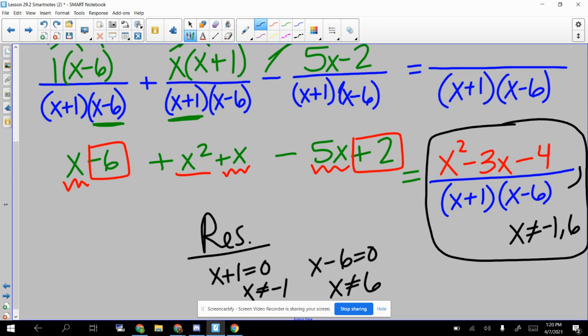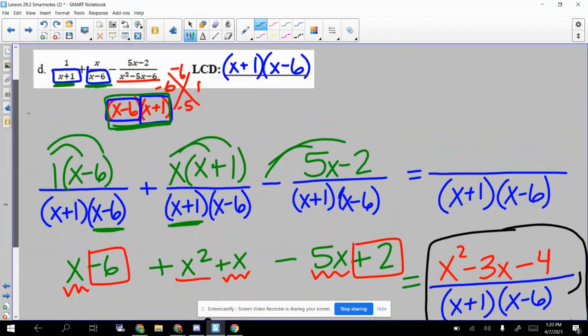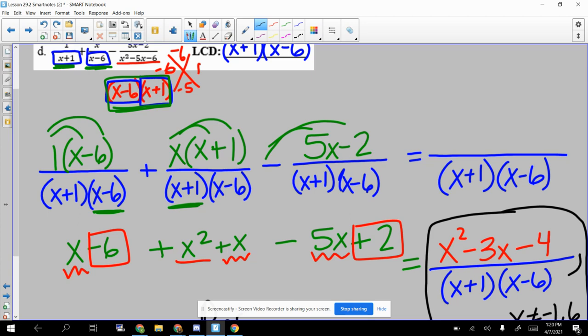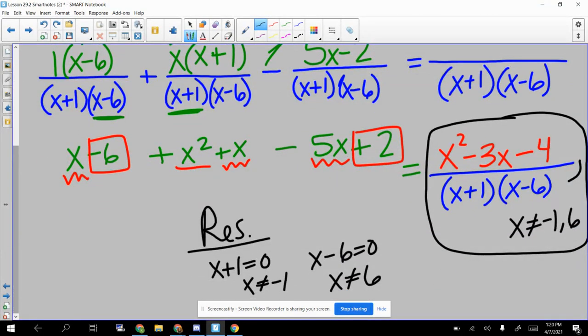Okay. So it's a lot of work, but you got to follow the steps and you guys can handle it. All you're doing is factoring the denominators, finding a lowest common denominator, and then making sure that whatever you multiply by on the bottom to get that lowest common denominator, you multiply by on the top, and then you just simplify and make sure you come up with your restrictions. Okay?